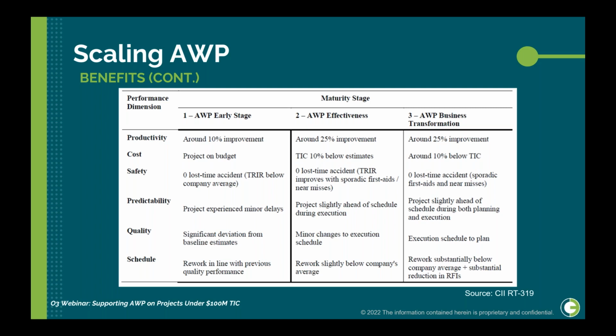So as you can see, productivity in an early stage will be around 10%, but as the AWP effectiveness grows, you will find huge improvement in productivity, which means that your cost of production will decline, and you will find that your cost will be 10% below TIC by stage 3. Same is with safety, predictability, quality, and schedule.